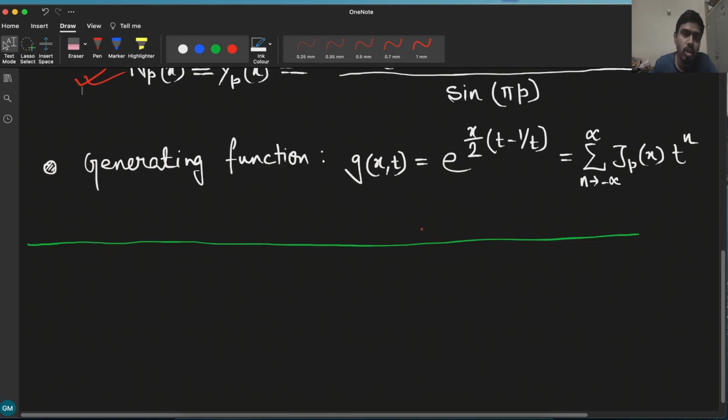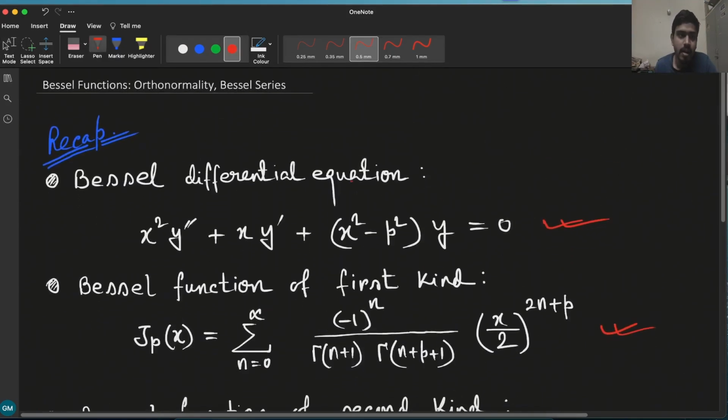And then in the last class, I talked about some recurrence relations related to these Bessel functions. And in this class, I will talk about the orthogonality. But before talking about the orthogonality specific to these Bessel functions, let me talk about the orthogonality in general. What do we mean by orthogonality in the case of functions?